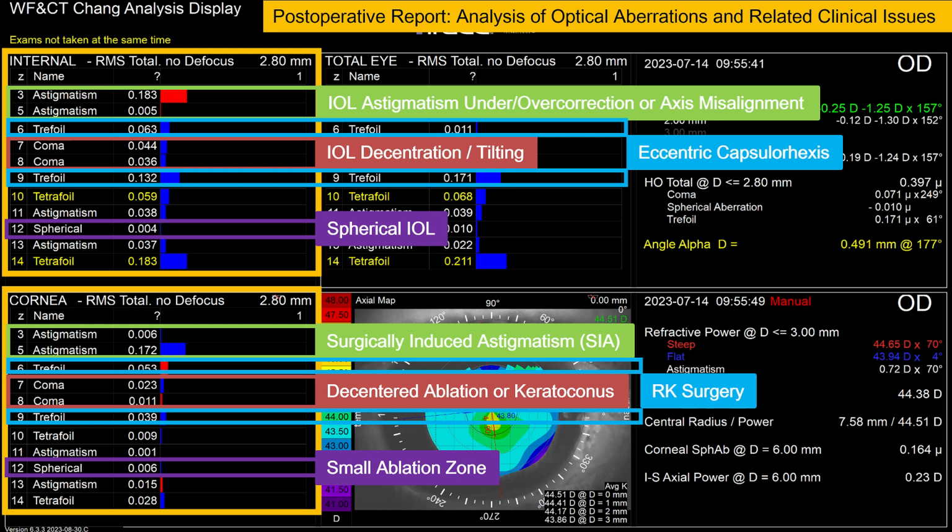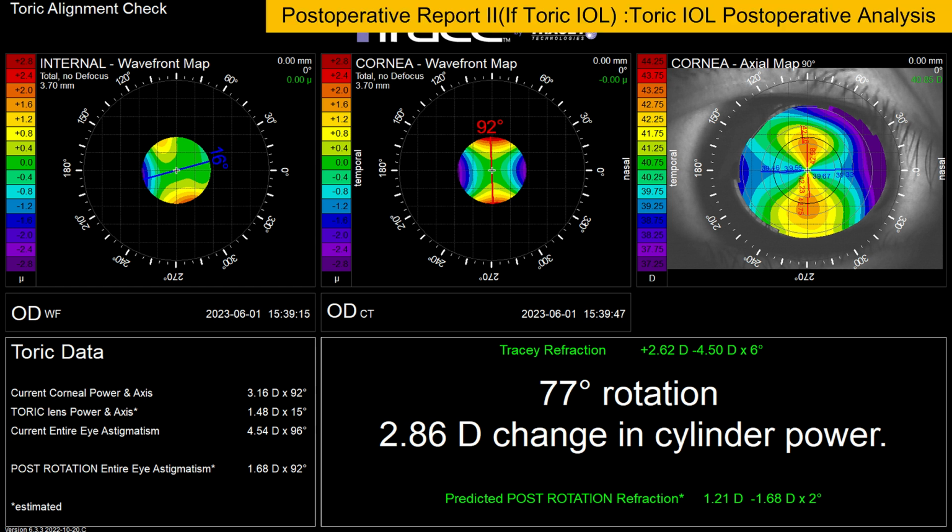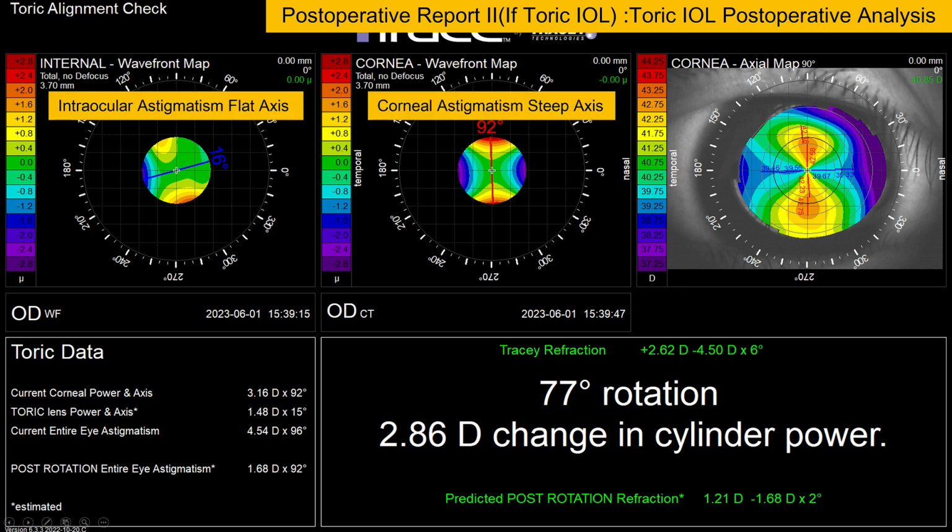Additional postoperative report for toric IOLs, if applicable. For toric IOLs, there is a second postoperative report. Advantage: no pupil dilation is required. Key visuals. Top left image, blue represents the intraocular astigmatism flat axis. Middle image, red represents the corneal astigmatism steep axis. Principle: the two axes should be as aligned as possible, based on the direction of the astigmatism.